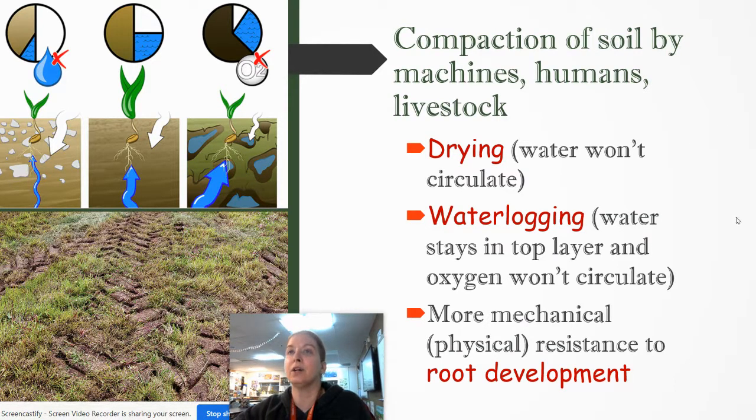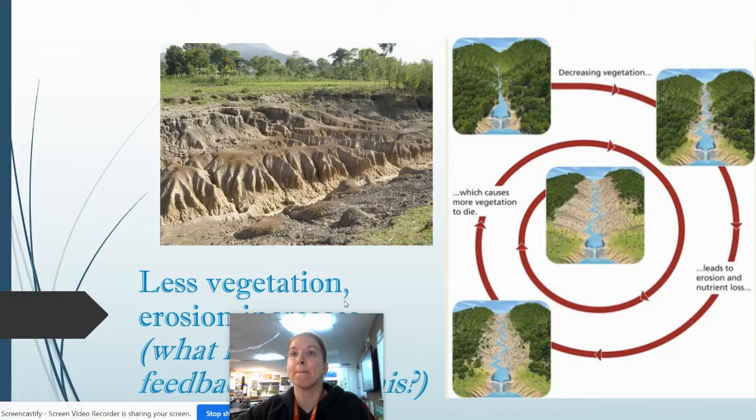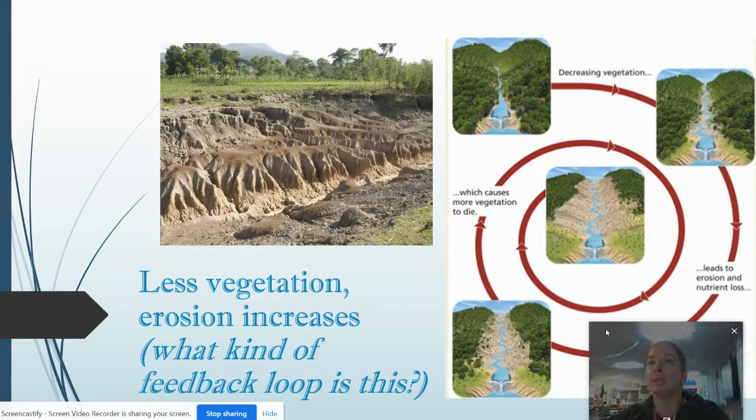And then it's also more physical, mechanical resistance to root development. So it's going to be harder for the roots to go down into these areas that have been super compacted by humans. So you'll have less vegetation in these compacted areas, which is going to cause more erosion. Less vegetation means less roots in the soil, which means more erosion, more soil can get washed away with water or blown away by the wind.